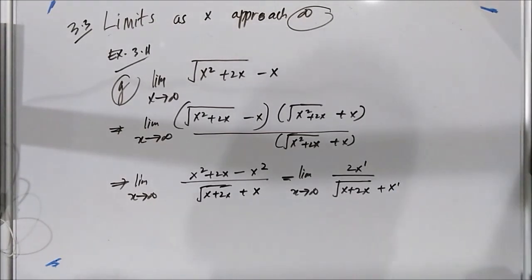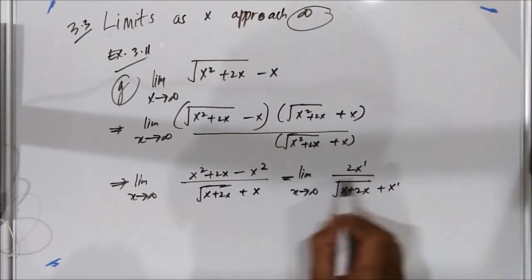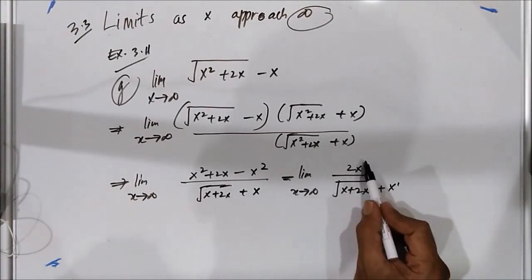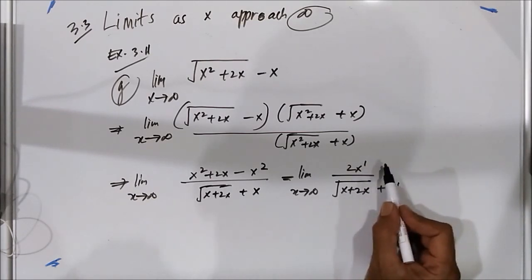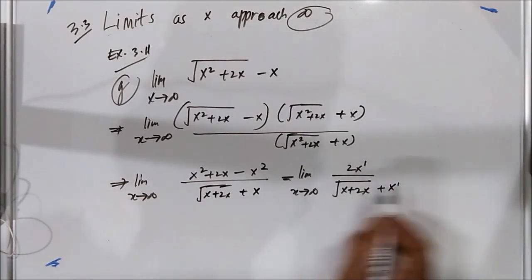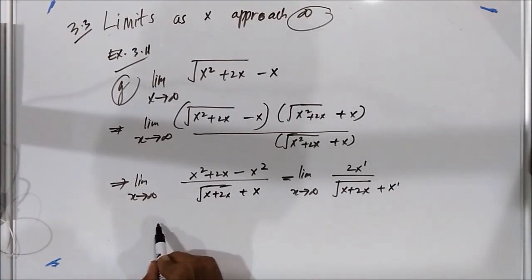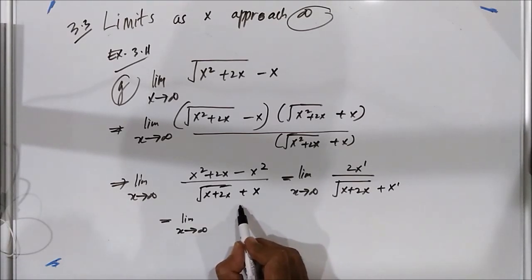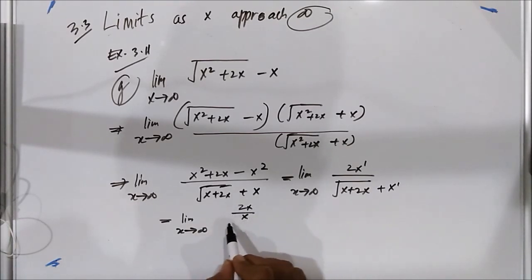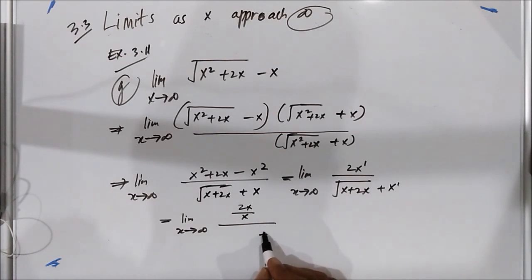Now, if you solve this one, the highest power here is equal to 1. Here is half, and here is half. So we have to divide by x raised 1. Everything that you divide by x raised 1, this will give me the limit as x approaches infinity. Divide everything by x raised 1: 2x divided by x over, here is plus x divided by x, and here is the square root of.